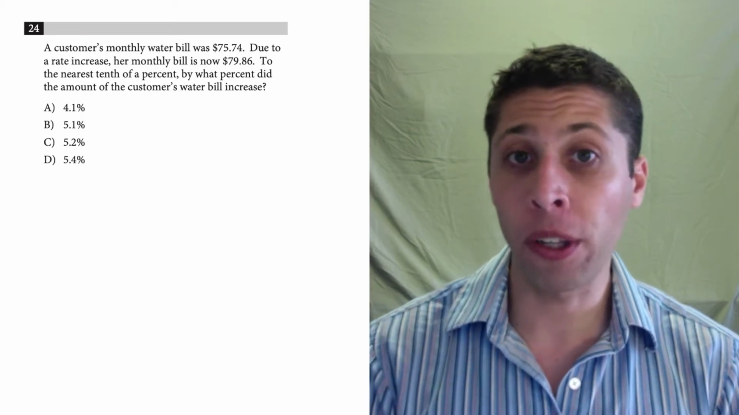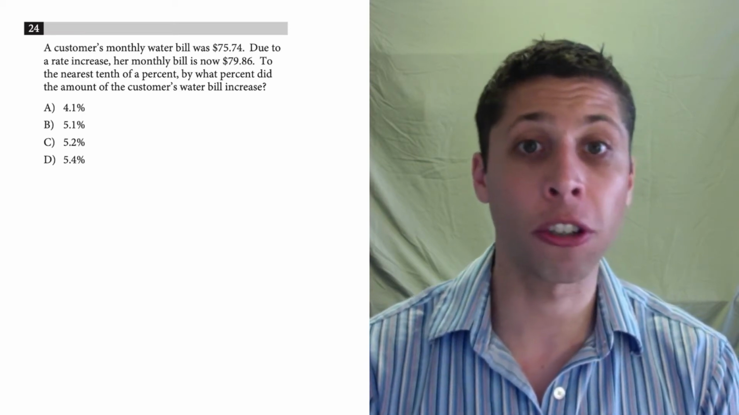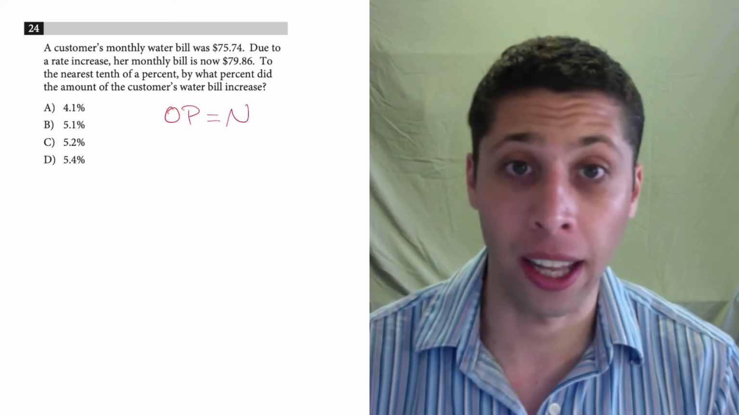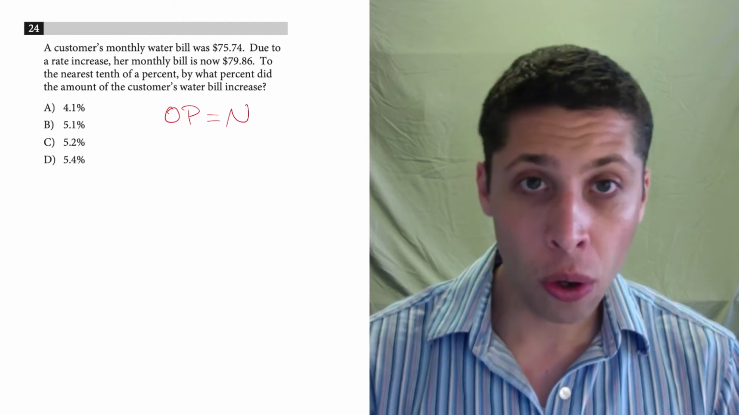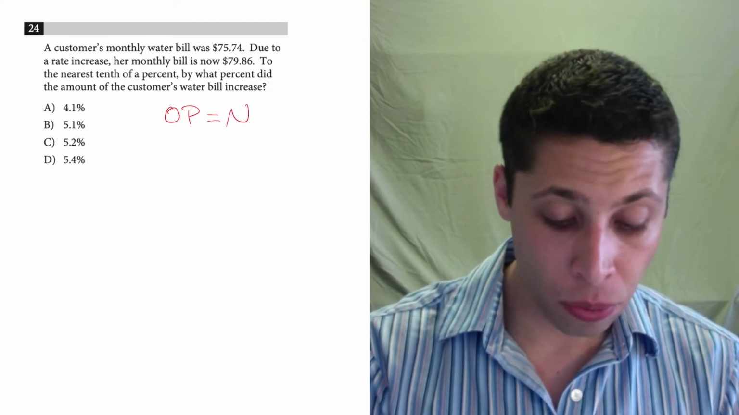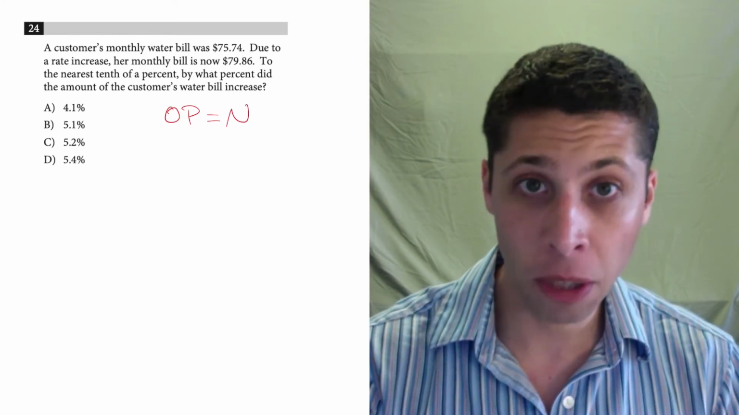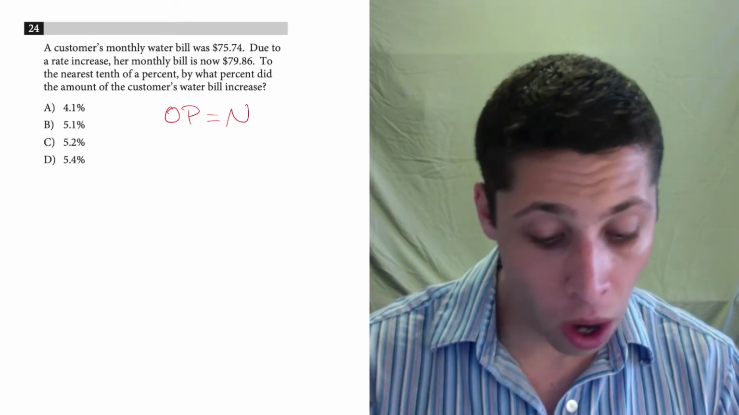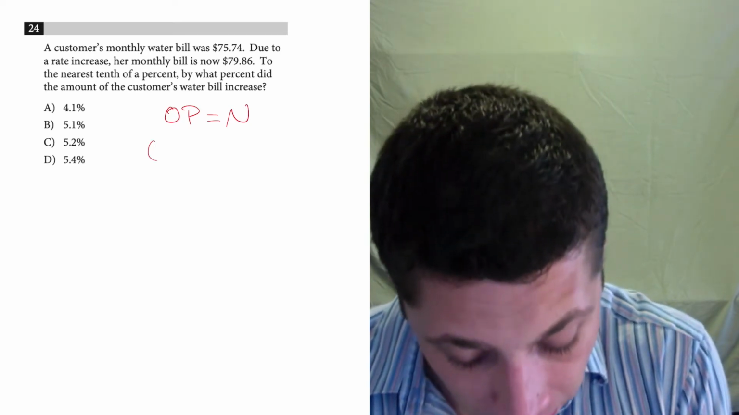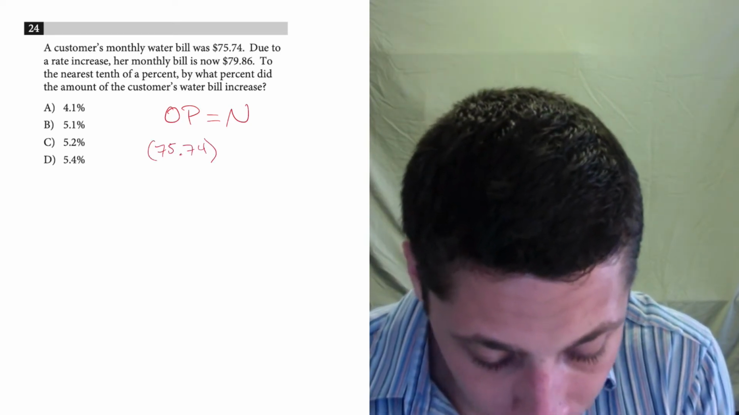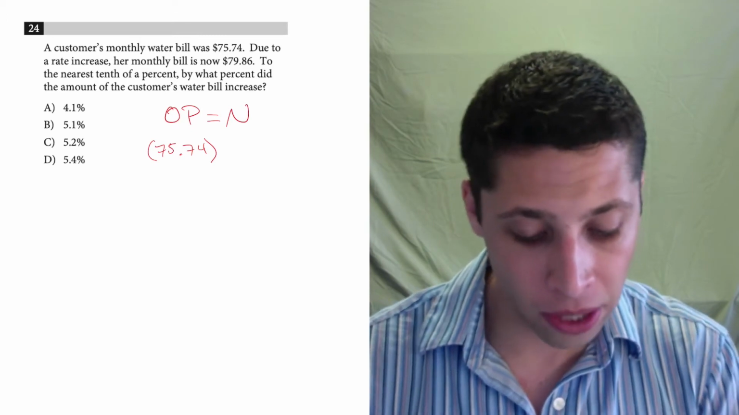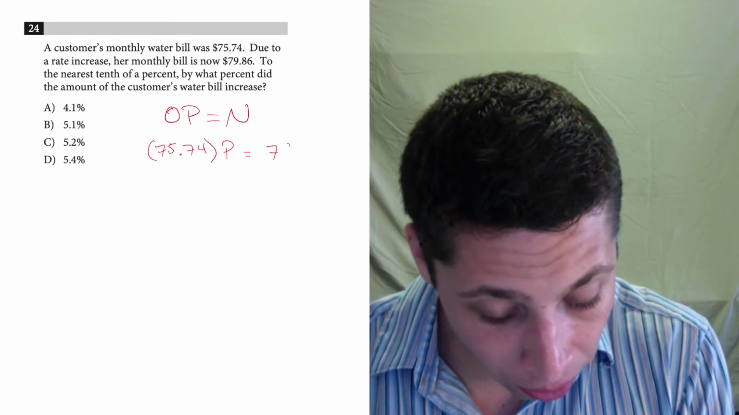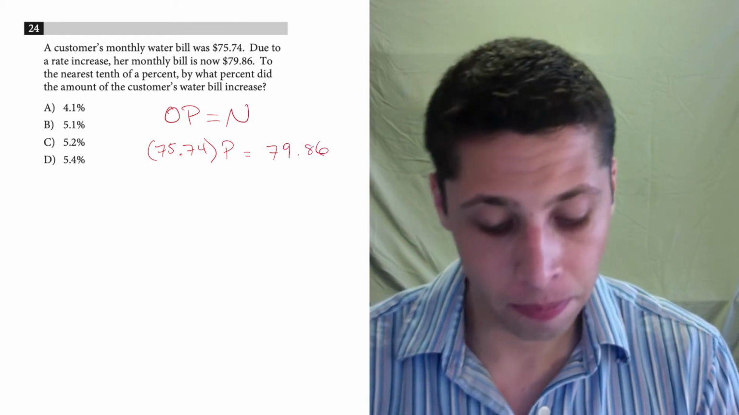So remember, the formula that I like to use because it structures my work is what I call the open formula, because it looks kind of like the word open. When we use this, we use the original amount times the percentage equals the new amount. In this case, the water bill was $75.74. That's the original price. They're asking for the percent, so we can put the P just as a variable. We don't know it. But we do know the new amount was $79.86.